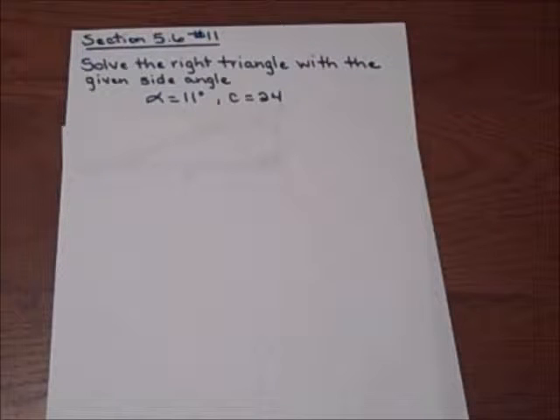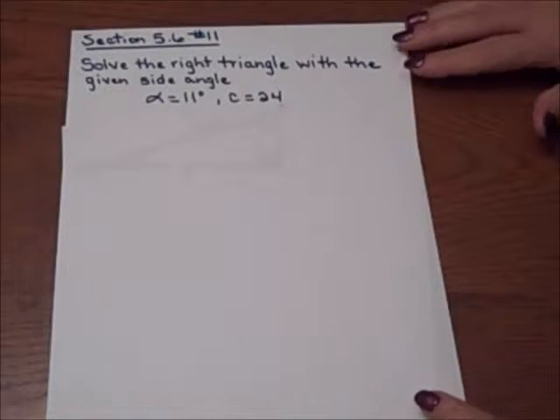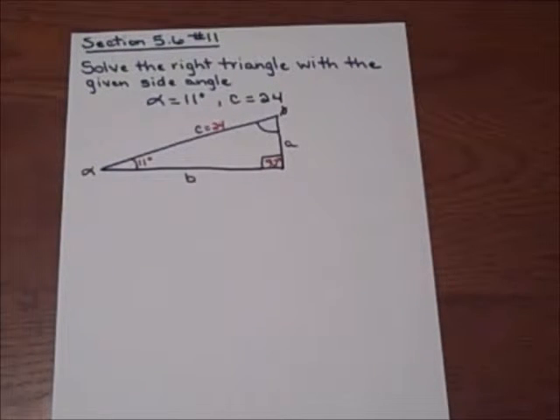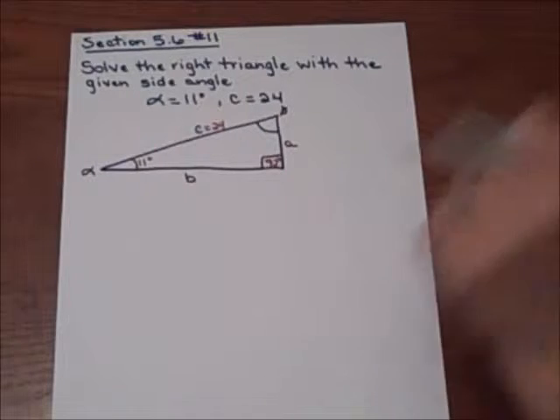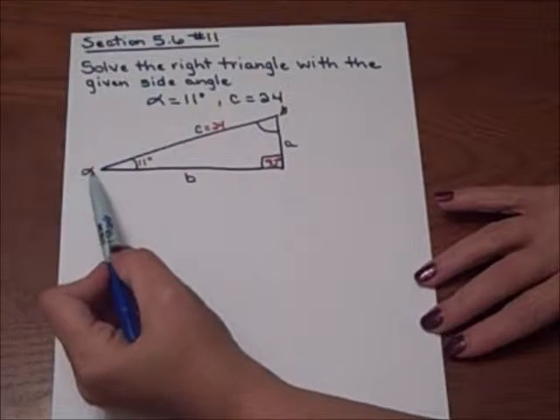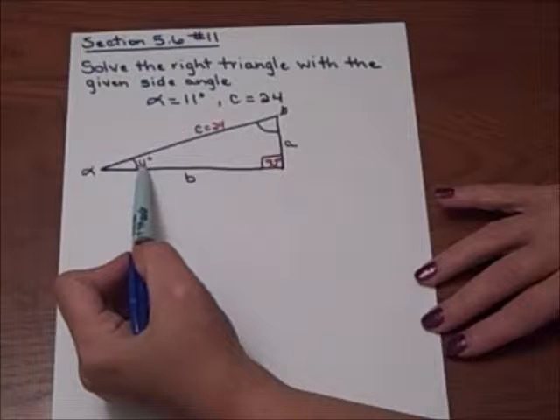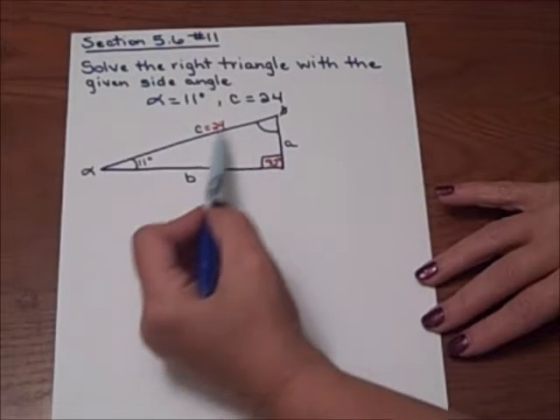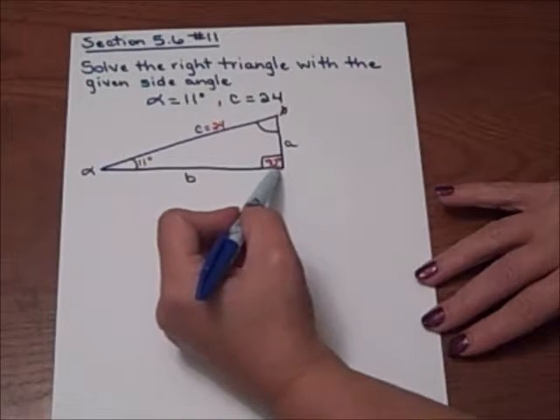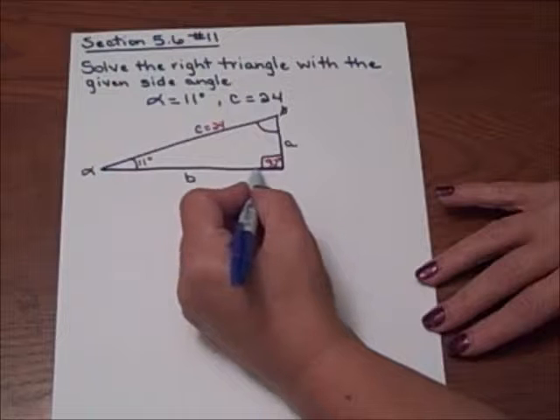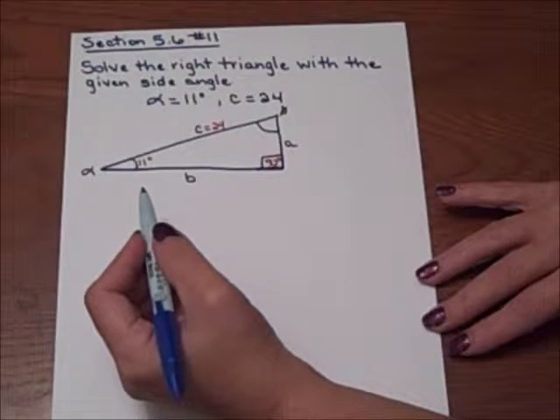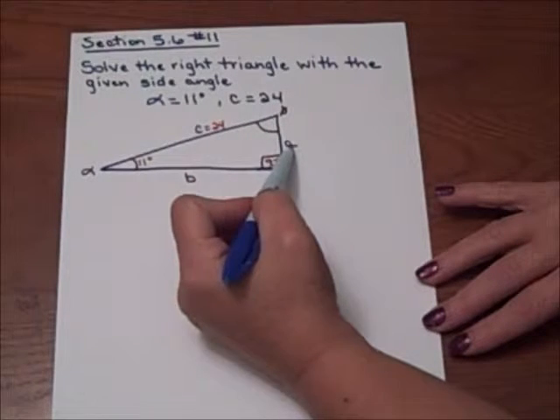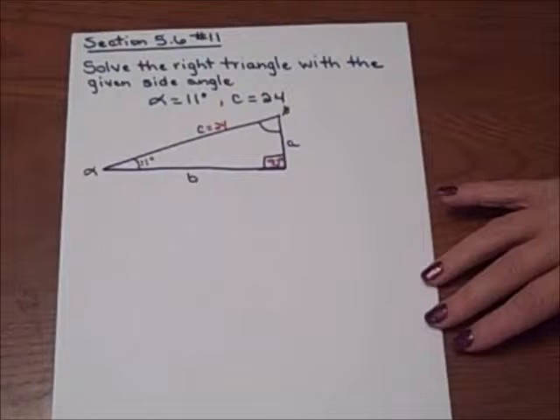I find it helpful to draw myself a visual, so I've done that, and hopefully it will help you as well. I've drawn a right triangle, and I've put in what we know. The degree of alpha is 11 degrees. We know that C, or the hypotenuse, is 24. We know that this second angle is 90 degrees because it is a right triangle. And we're going to be looking for the beta angle and A and B sides.